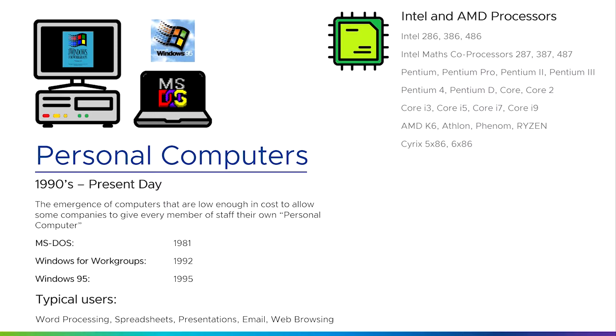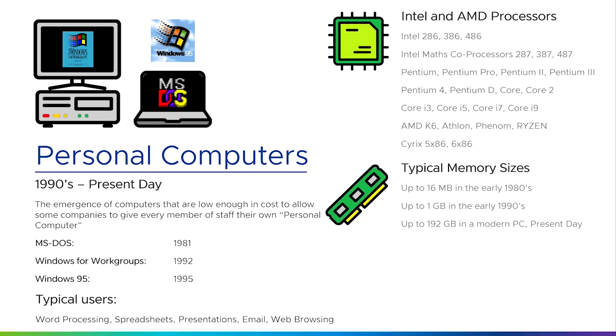And then we started to move into the Pentium, Pentium Pro, Pentium 2 and 3 and 4 type processors. And then we moved to things like Core i3 and i5, i7 and even i9 now. And AMD's offering things like the K6, Athlon, Phenom, Ryzen, or the company called Cyrix had 586 and 686. But there was a whole plethora of processors that went into personal computers.